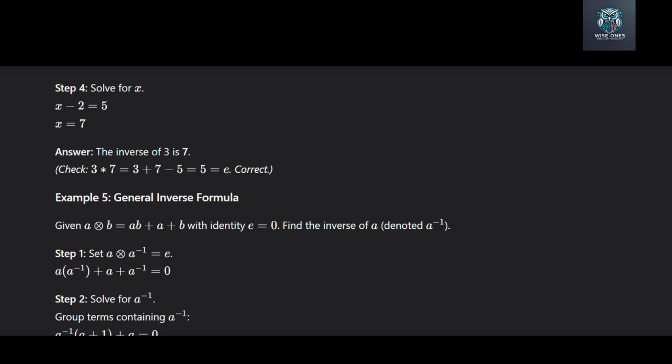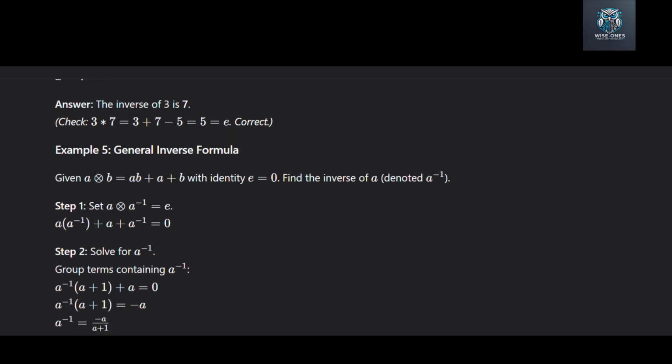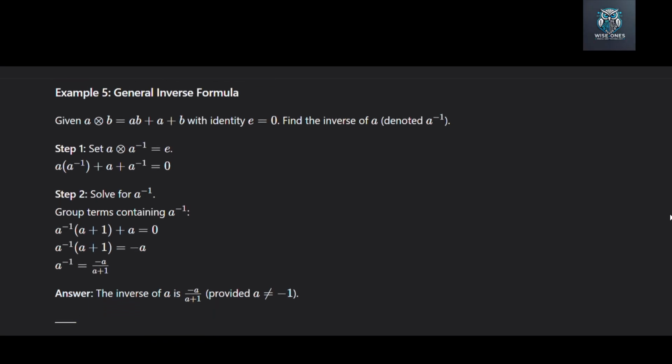Given A circle cross B equals A times B plus A plus B with identity E equals 0. Find the inverse of A. Step 1, set A circle cross A inverse equals E. So A times A inverse plus A inverse plus A equals 0. Step 2, solve for A inverse. We need to group terms containing A inverse. A inverse times A plus A inverse times 1 plus A equals 0. Factor out A inverse. A inverse times open bracket A plus 1 close bracket, plus A equals 0.